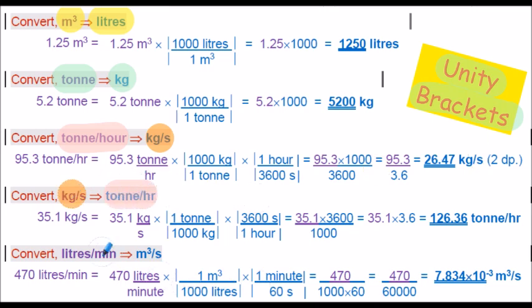I've also shown the conversion from the unit of litre per minute into meter cubed per second, as that conversion is sometimes required within calculations. There is a separate presentation related to the use of unity brackets if you want further information on how they're constructed and used. But hopefully this slide helps underpin the work we're going to consider in this presentation.